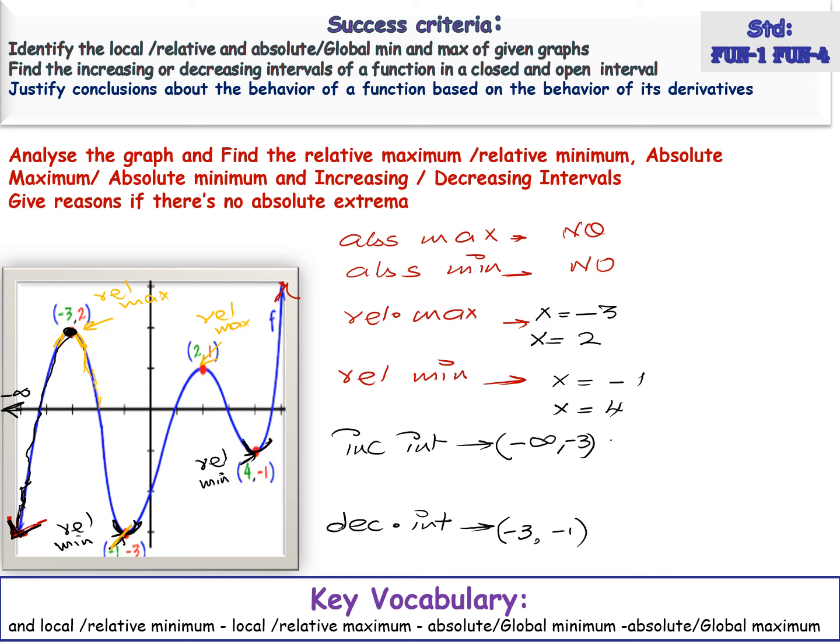Now after negative 1, when x equals negative 1, the graph starts increasing. The graph again keeps increasing till you have the x value equals 2. And after 2, what happened? The graph again starts decreasing. So write down from 2 till 4, the graph is decreasing. And after the 4, again the graph started increasing. So it means 4 till infinity again. So this is how we read the graphs.